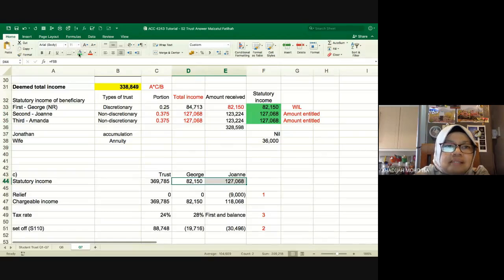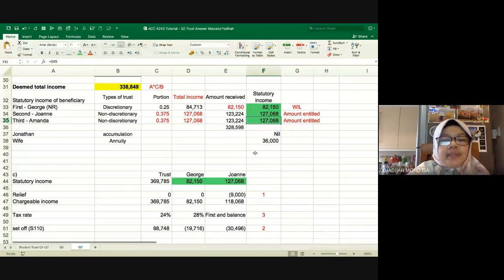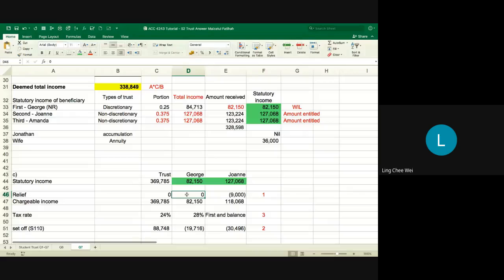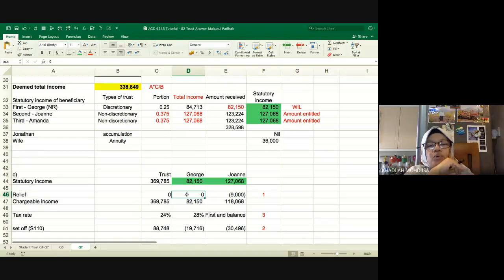But in this case, we only require to compute the trust, George and Joanne. So don't take this one, Amanda. But that amount goes into your SI. Relief is 0 for the trust. And then George, why does George have no relief? Non-resident. And Joanne has 9,000 relief. So then you compute your chargeable income. And the trust is always at 24%.